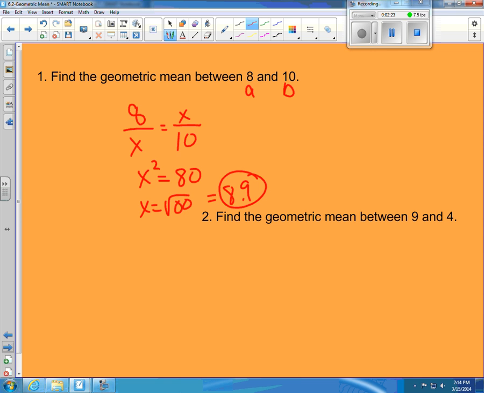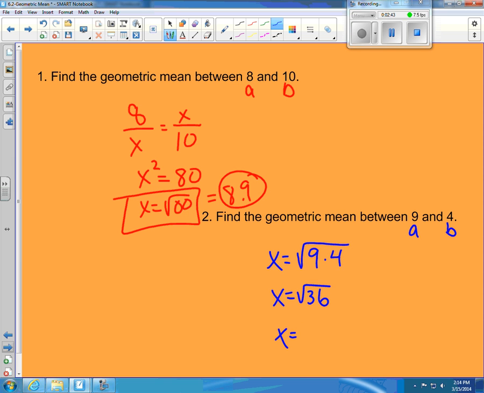We could do this in a simpler fashion and just jump right to this portion right here. We have 9 and 4 in this next problem, so A and B. So x is the square root of A times B. 9 times 4 gives us 36, and the square root of 36 is 6. We'd get the exact same answer if we set it up into our proportion to begin with. So why don't we just jump right to this part here and skip the beginning part.